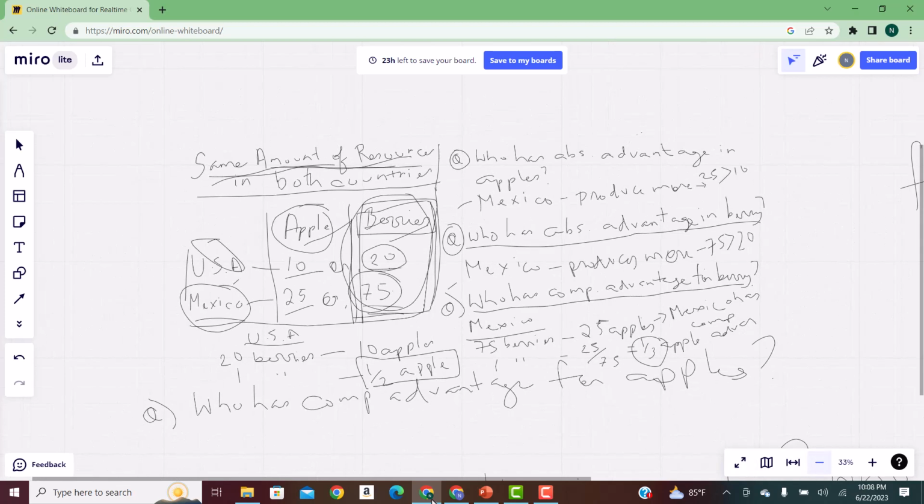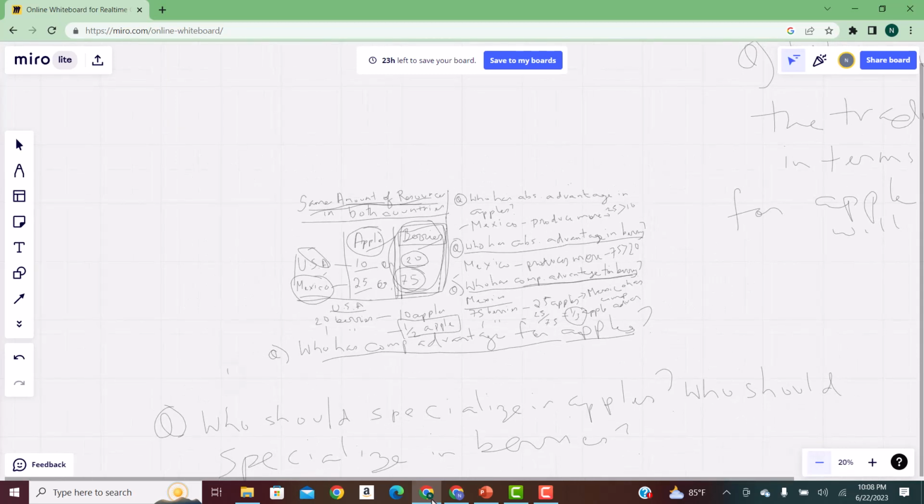Now moving on, the next question I have is, who has comparative advantage for apples? We looked at the comparative advantage for berries, but now we want to know who has comparative advantage for apples. So again, we're going to do the same thing for USA and for Mexico. So let's say for USA, to produce 10 apples, they give up 20 berries. So to produce one apple, they will give up two berries, basically 20 divided by 10. So that is their opportunity cost.